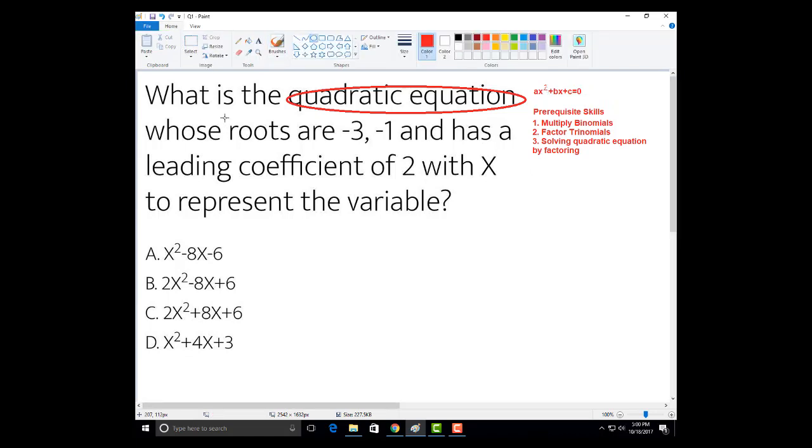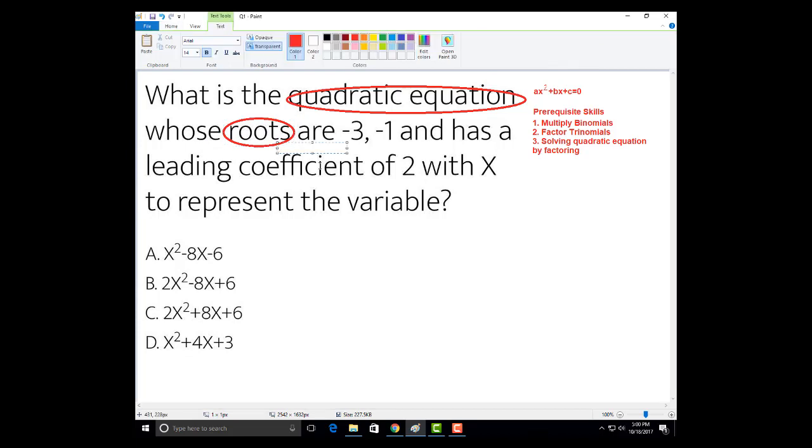Other thing you need to understand is roots. A root of a quadratic equation is another name for its solutions, the things that x could be and make it true. So a root is a solution. So basically they just told me the answers to the quadratic equation. They said if you solve it, you would get that x is -3, that x is -1, my solutions.